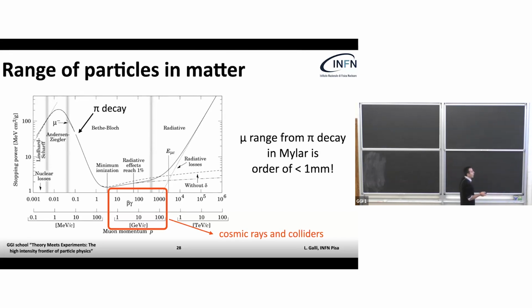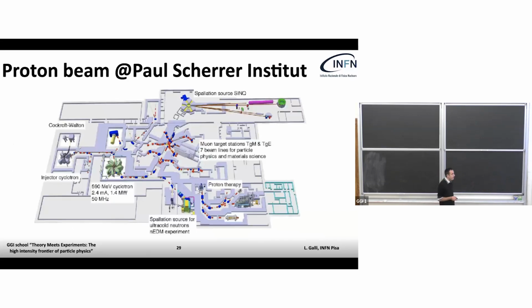While for cosmic-ray muons, we are in this region in which the dE/dx is at minimum, so they are MIP particles. So the energy loss is about 2 MeV per gram per centimeter squared, and their energy is more than a GeV, so they travel a lot. Okay, so this is exploited at the facilities that I described beforehand.